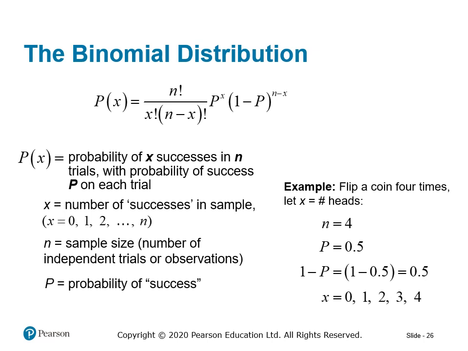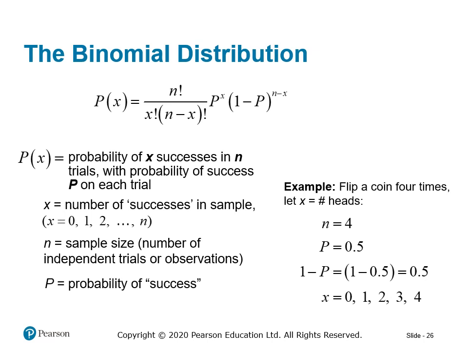So P of x is the probability of x successes in n trials, and the probability of success is P on each trial. X is the number of successes in the sample, and it can be anywhere from 0 to n. N is the sample size, the number of independent trials or observations. And P is the probability of success.